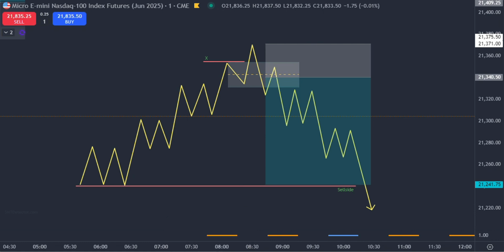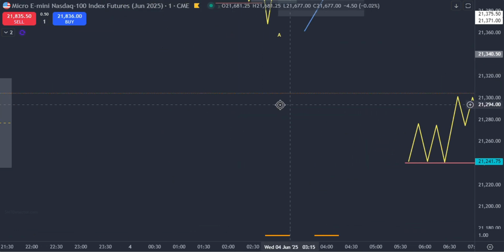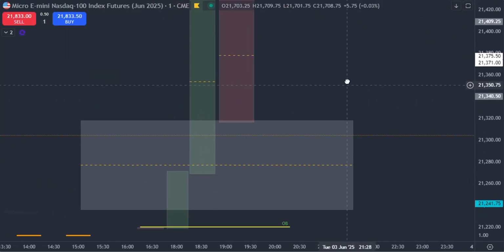Let's see. All right, so to understand all this, just always remember you have to understand the bigger picture, know what the higher time frame is doing, and let's see. I had drawn. There you go.